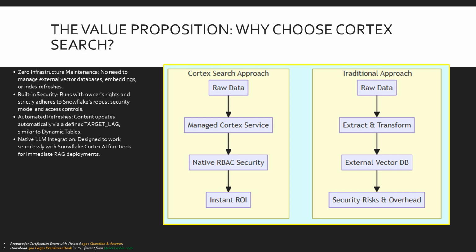Now, contrast that with the bottom, Cortex Search approach. The raw data remains exactly where it is. The managed Cortex service acts directly upon it, maintaining native role-based access control security automatically. Because the compute, storage, and orchestration are fully managed by Snowflake, your team achieves instant return on investment. You bypass months of infrastructure engineering and jump straight into delivering business value through high-quality search and AI applications.